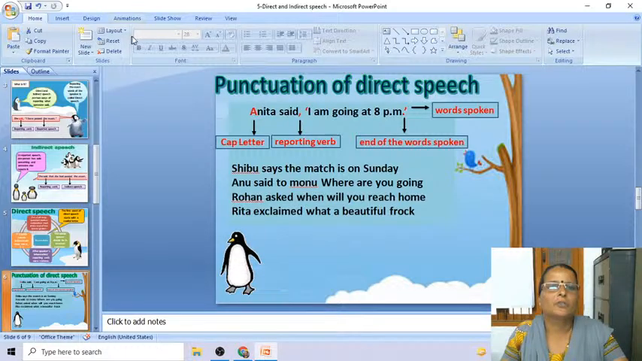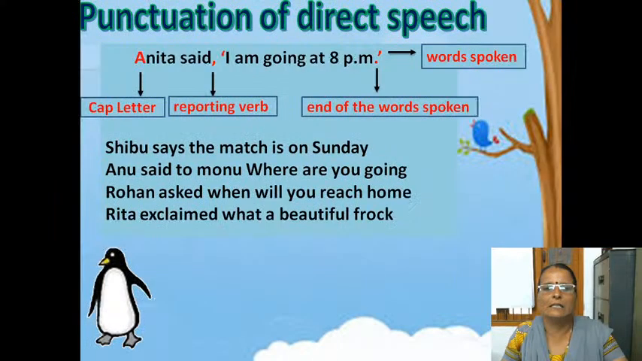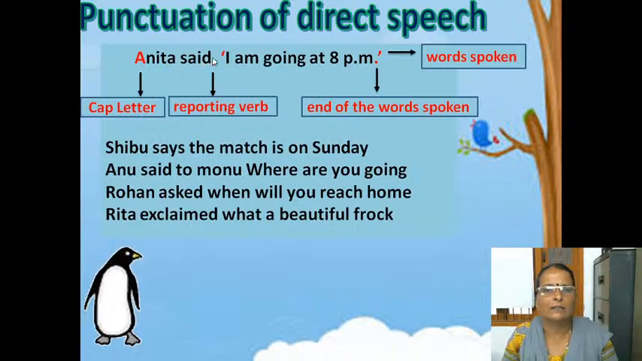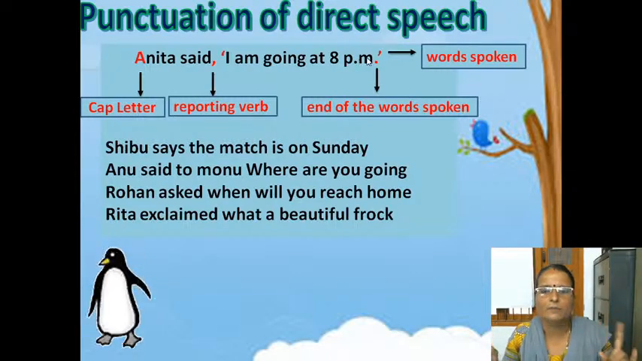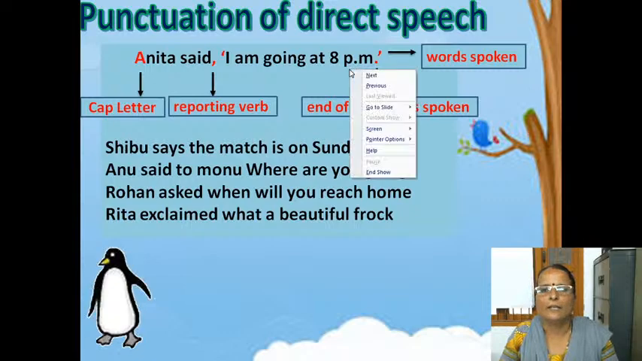So children, here I am just going to enlarge this so that you can see. Now look, I have used the punctuation here. You can see the sample. Anita said. So said is the reporting verb, right? Anita, we are starting the reporting sentence, so A should be a capital letter. Now, after said, that is the reporting verb, there should be a comma. Now, I am going at 8 p.m. This is the direct speech. So what should we do? We have to put it in inverted commas.